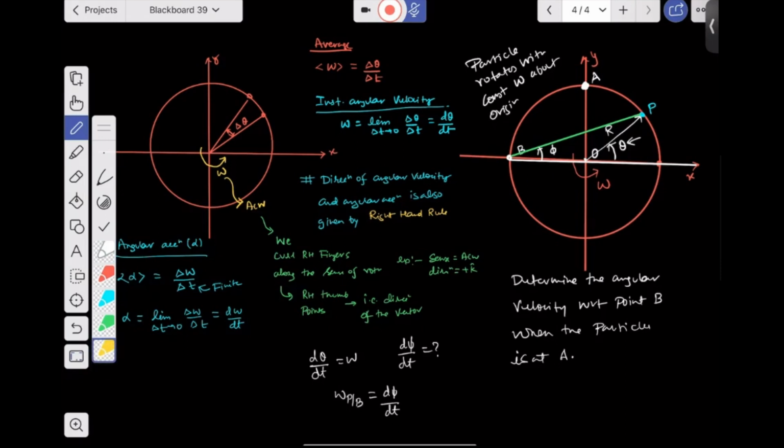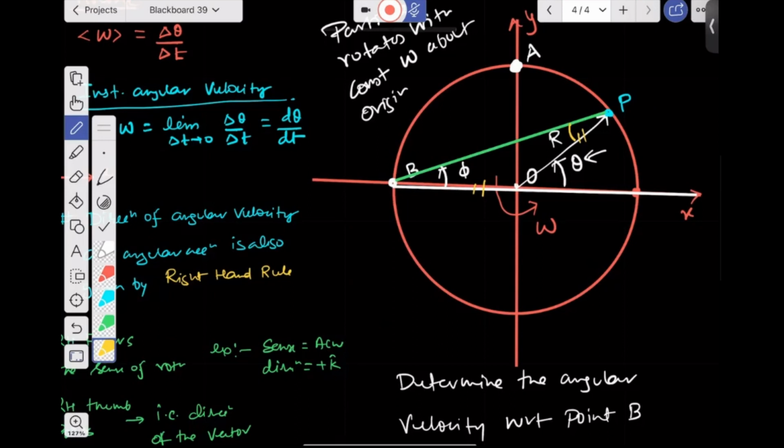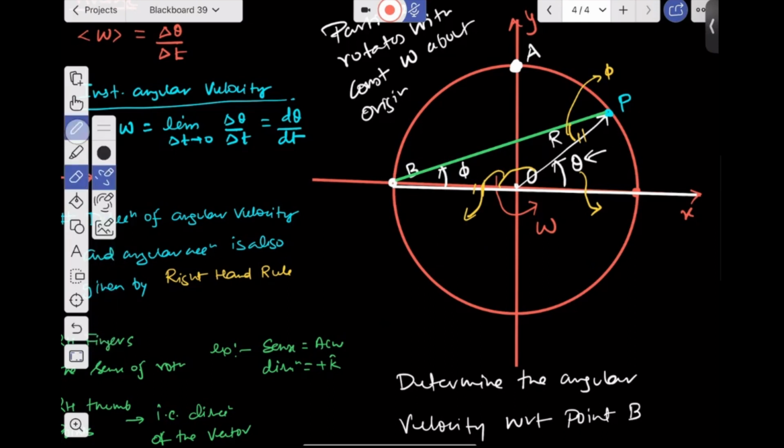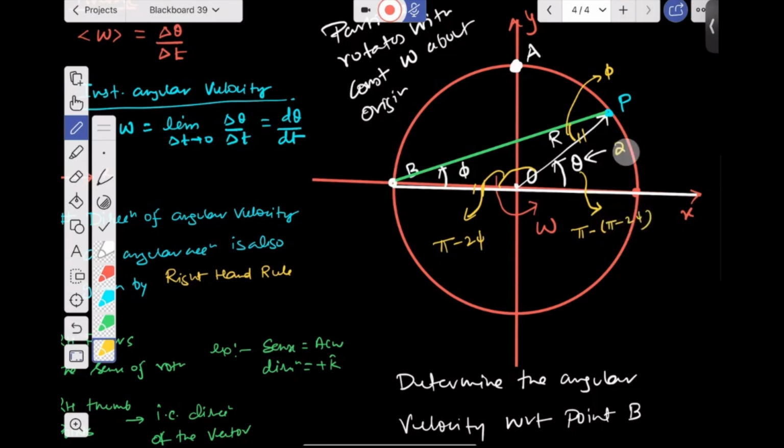So you know that if this angle is phi, this OB is the radius and OP is also the radius, so this angle will also be phi. And this is an external angle, which is the sum of the internal opposite angles. This angle will be 2 pi minus phi. Sorry, not 2 pi, 180 degrees. So pi minus phi, pi minus 2 phi. So this angle theta will be pi minus of pi minus 2 phi. So that angle theta is 2 phi.